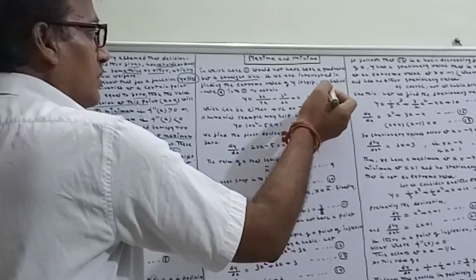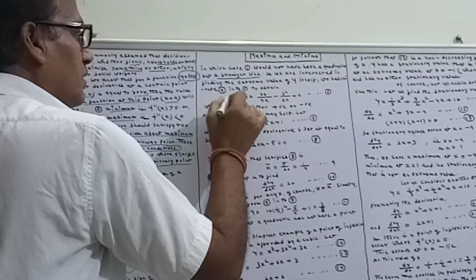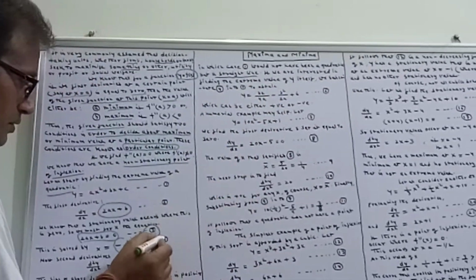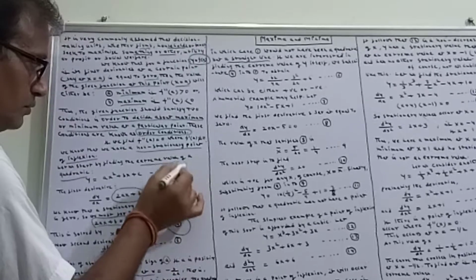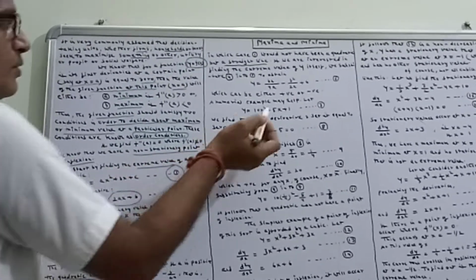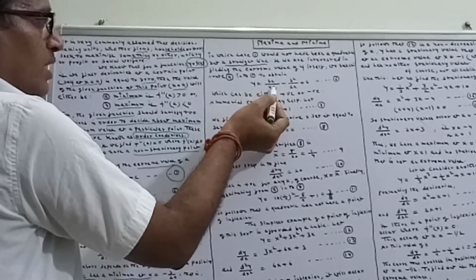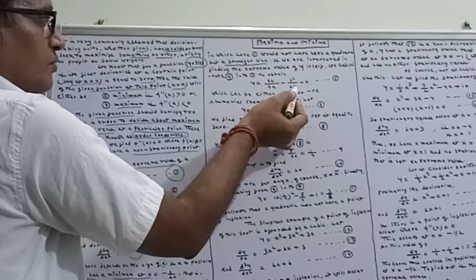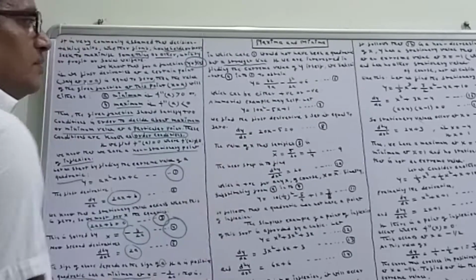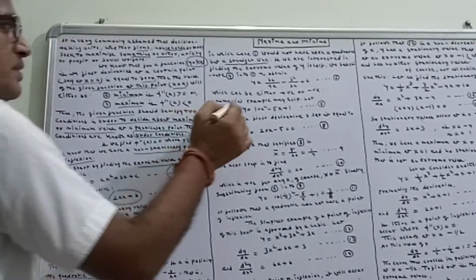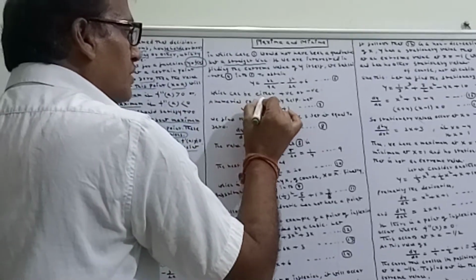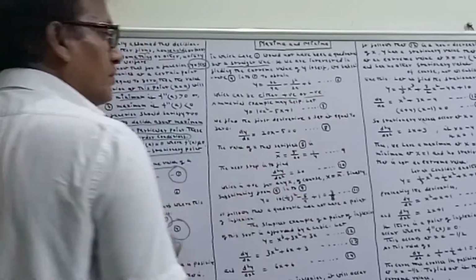And if we are interested in finding the extreme value of y itself, we substitute 4 into 1. We get y equal to b square by 4a minus b square by 2a plus c, which can be either positive or negative. हो सकता है.